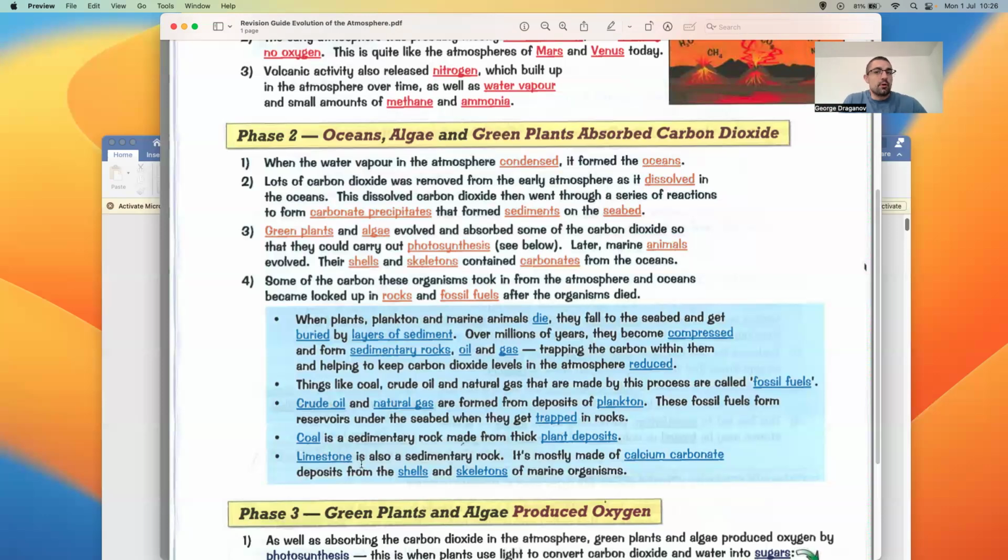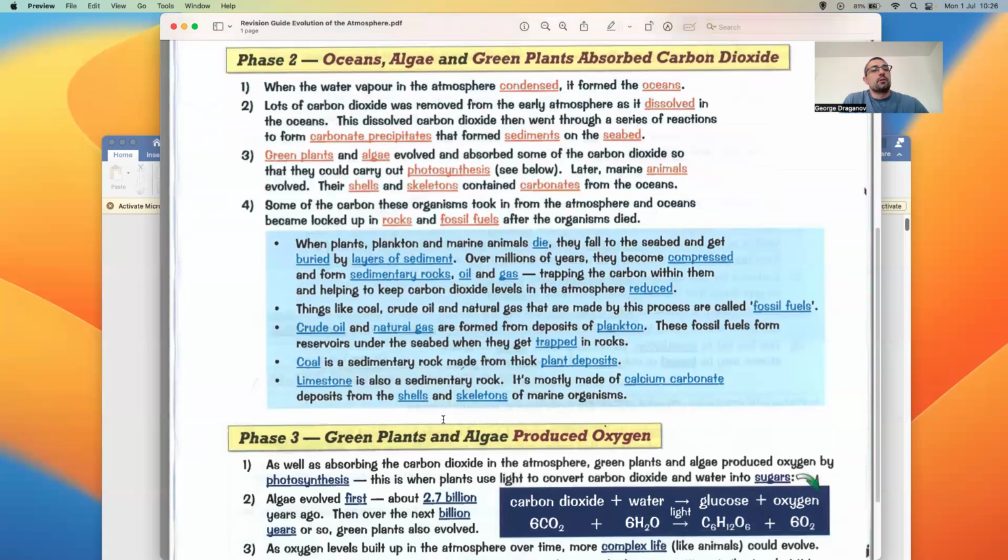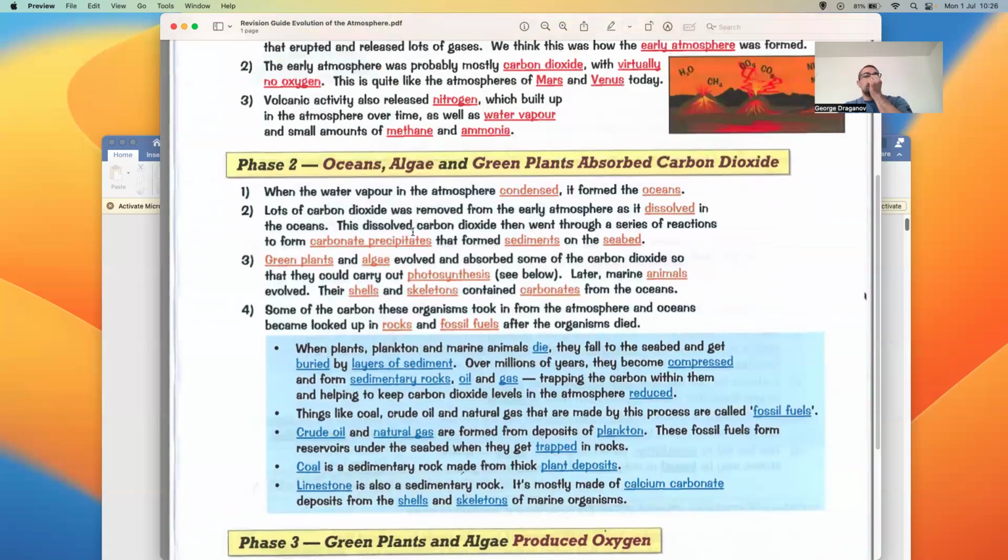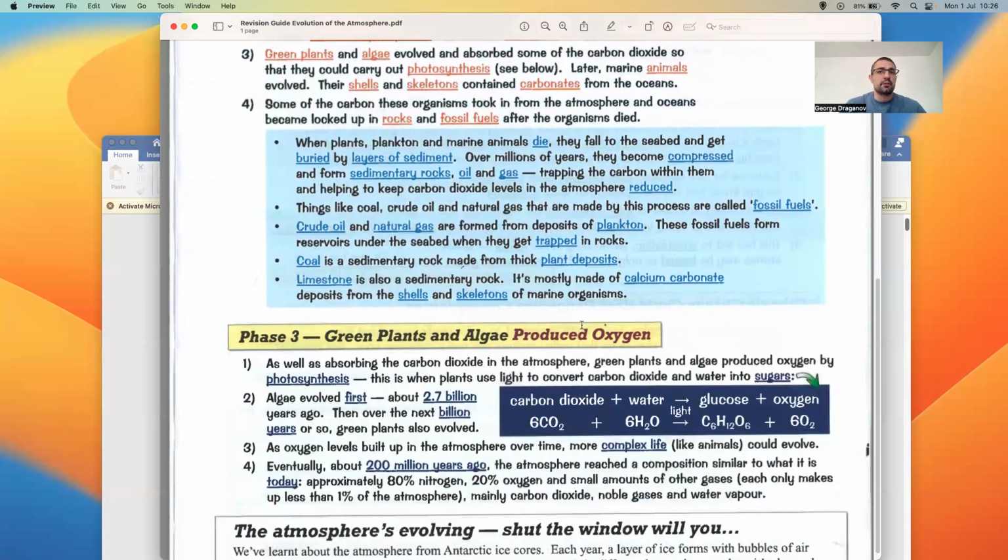Limestone is another rock that contains calcium carbonate deposits, so it has a lot of carbon trapped. And coal is a sedimentary rock that contains carbon from plant deposits. So overall, there are three reasons why the CO2 decreased. It dissolved in the oceans, it got locked up as sediments and carbonates on the seabed, and it was decreased by photosynthesis of green plants. At the same time, that's how oxygen increased, by photosynthesis.